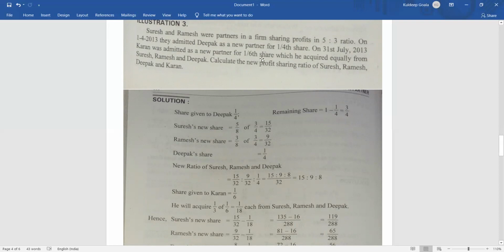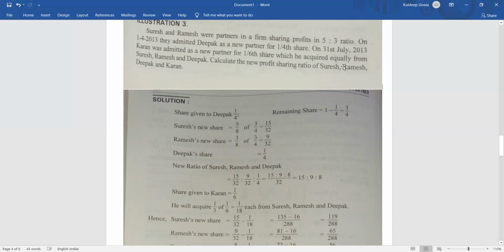As soon as they take Karan into the business as a partner, what will happen? The new ratio of Suresh, Ramesh and Deepak will become the old ratio. And now they will have to find out the new ratio of Suresh, Ramesh, Deepak and Karan. So how will you find out? Let's see what is given here. It is told that they admitted Karan for 1/6 share on 31st of July.